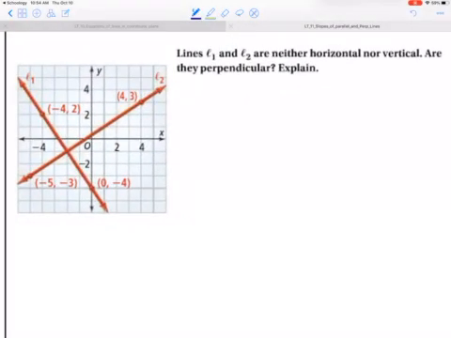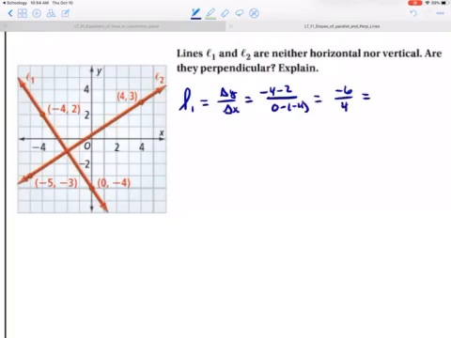Identify if L1 and L2 are perpendicular. How do we do that? Well, we've got to find the slopes of each one. So let's get the slope of line 1, which is going to be change in y over change in x, is -4 minus 2 over 0 minus -4, which is -6 over 4, which is -3/2.